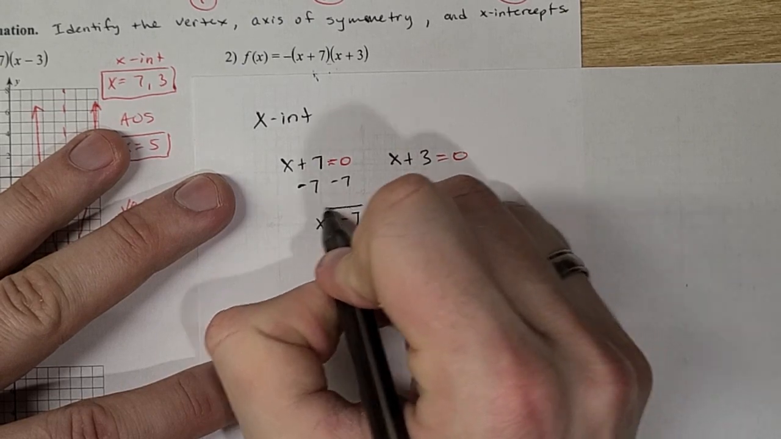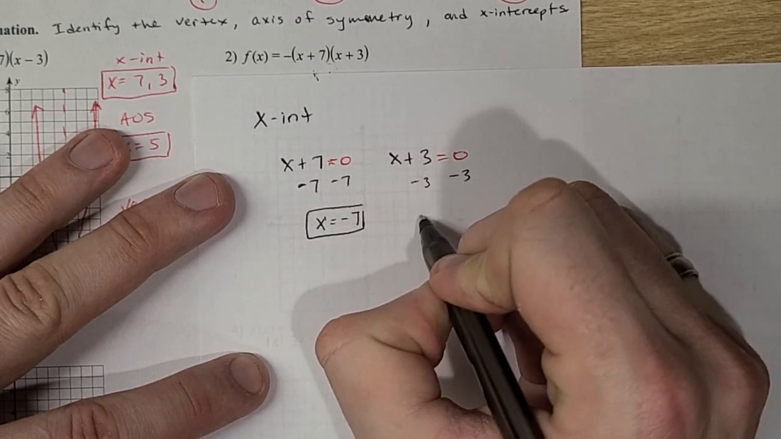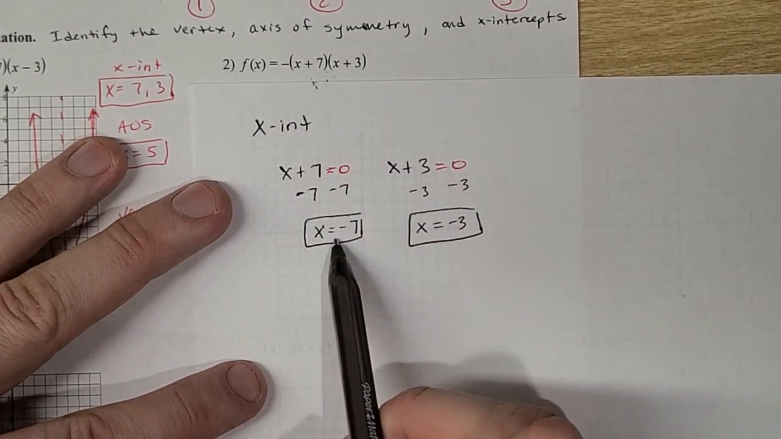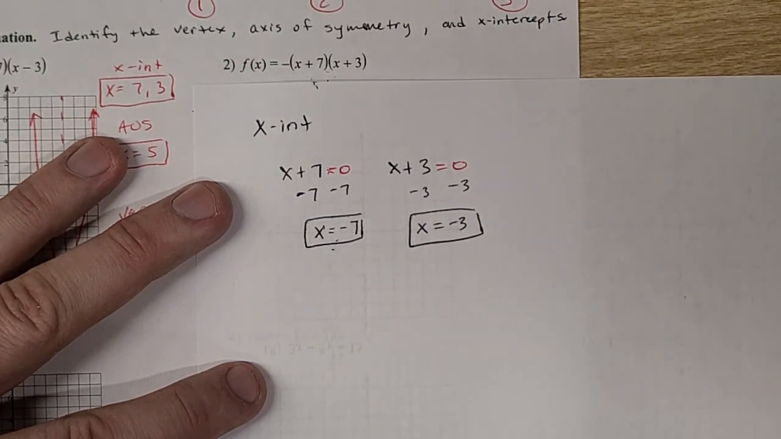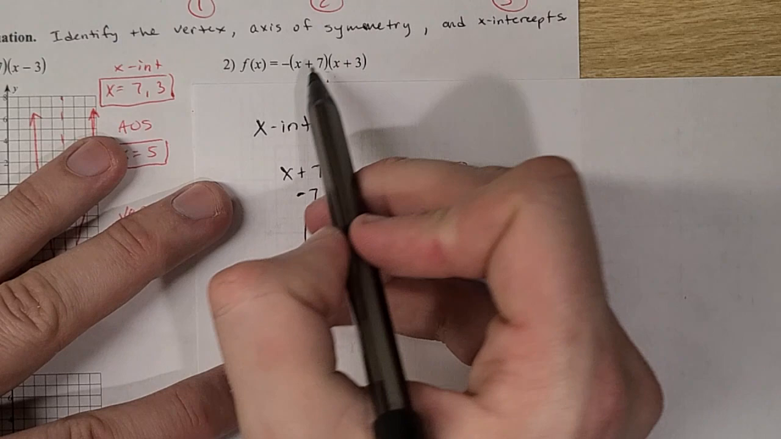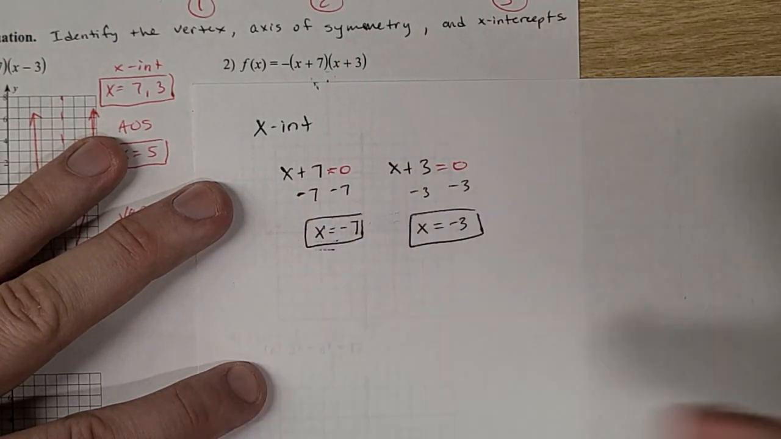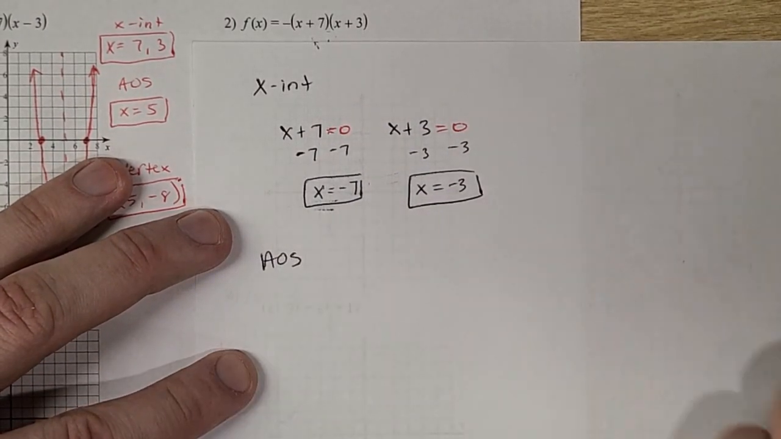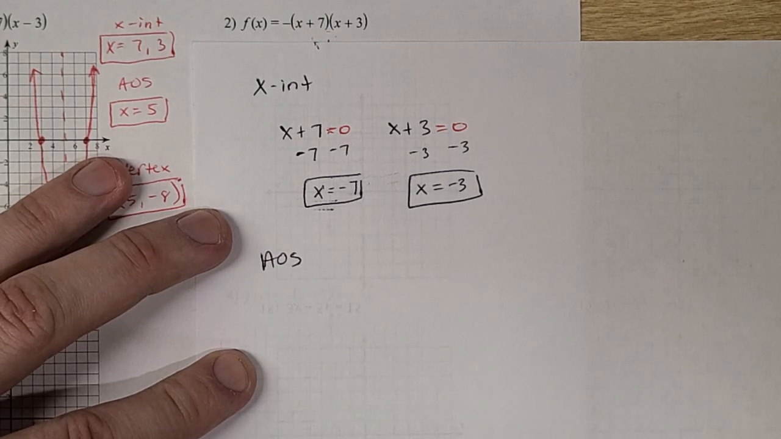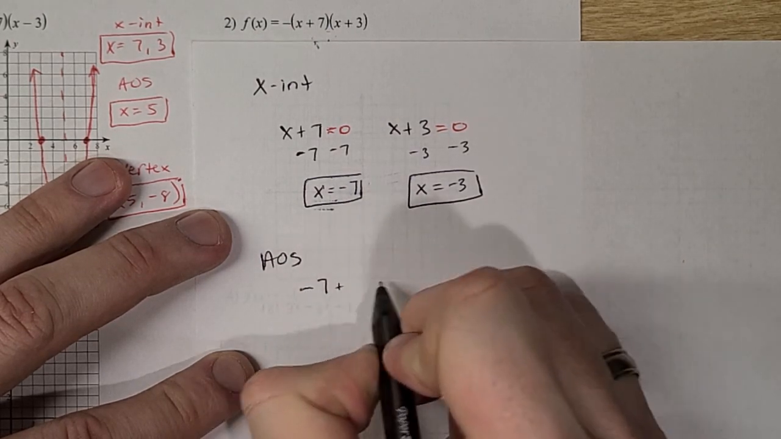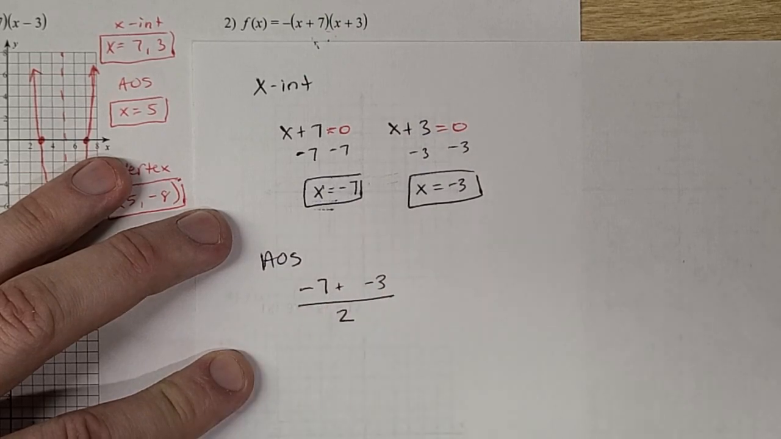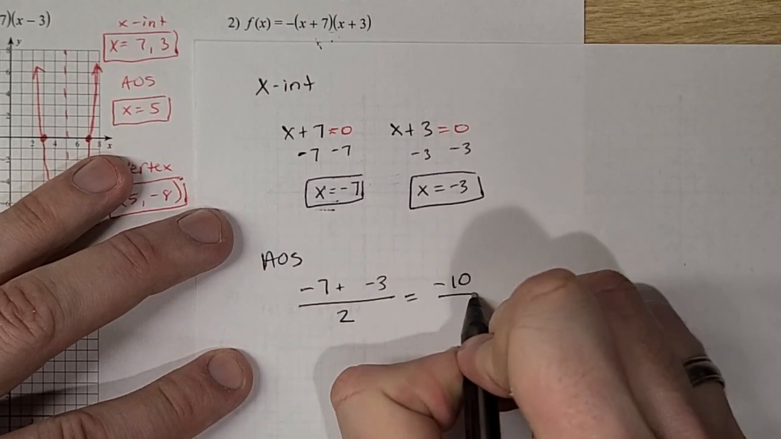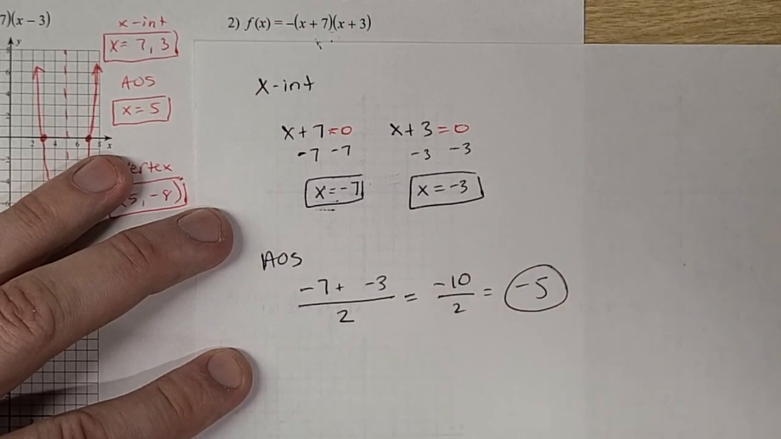Now, some of you are going to notice a very quick shortcut. If it's simple like this, you can just take the opposite of whatever you see here. For instance, positive 7 turns into a negative 7. Positive 3 turns into a negative 3. That works too. If there's a number in front of x, that won't work. So I recommend doing this every single time. But anyways, axis of symmetry is next. Now, I have a negative 7 and a negative 3. So if I want to find the axis of symmetry, I'm going to take those two numbers, add them together, and cut it in half. Okay? So a negative 7 and a negative 3 gives me a negative 10. And when I cut that in half, I get a negative 5.